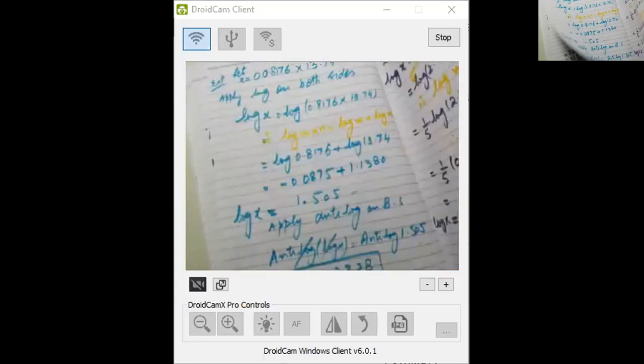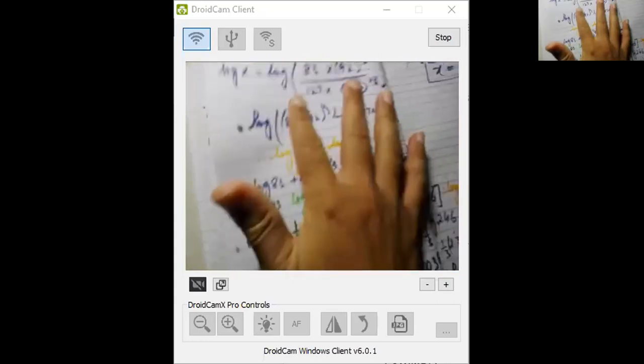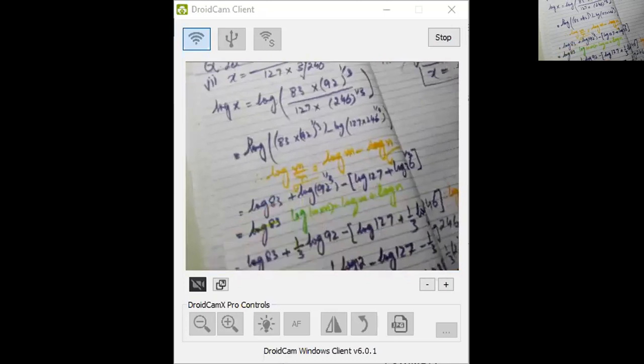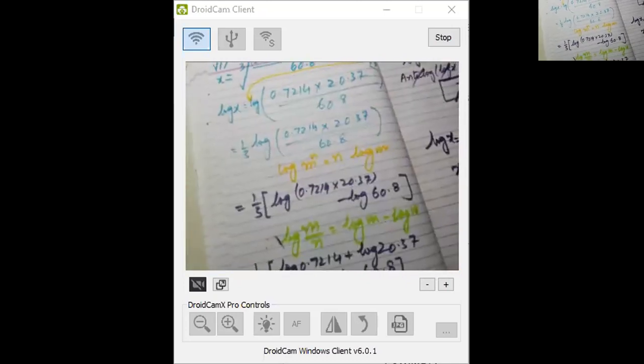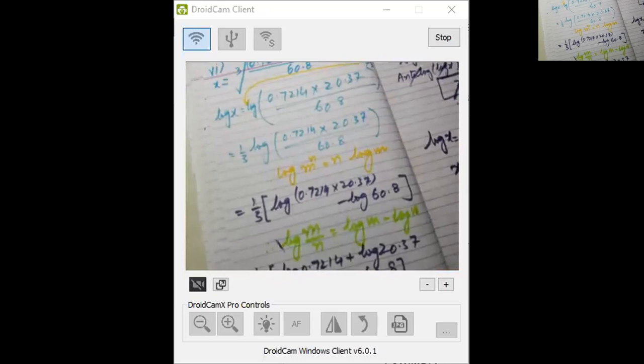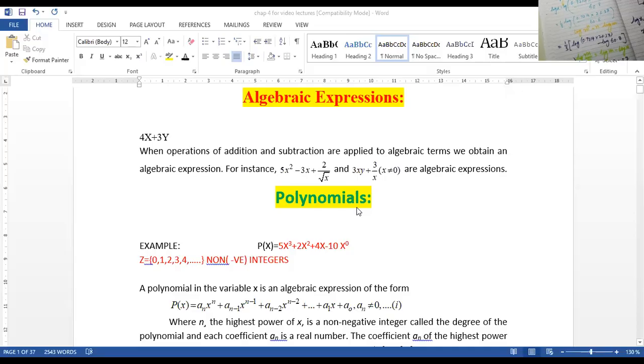Now I come back to the topic and I will explain. We will go back to the original topic. Here we were, and now we are going to understand the definition of nth power, or how to define the nth degree polynomial.